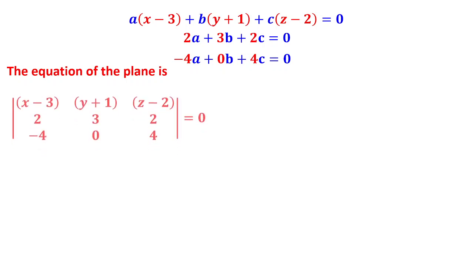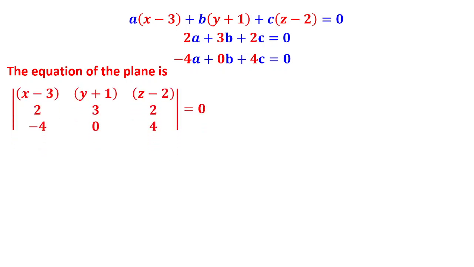Now form a 3 cross 3 determinant. Put the coefficients of a, b, c from the first equation in the first row, the coefficients of a, b, c from the second equation in the second row, and the coefficients of a, b, c from the third equation in the third row, equal to 0. But this process is being done by making use of the properties only, but we are applying it directly.